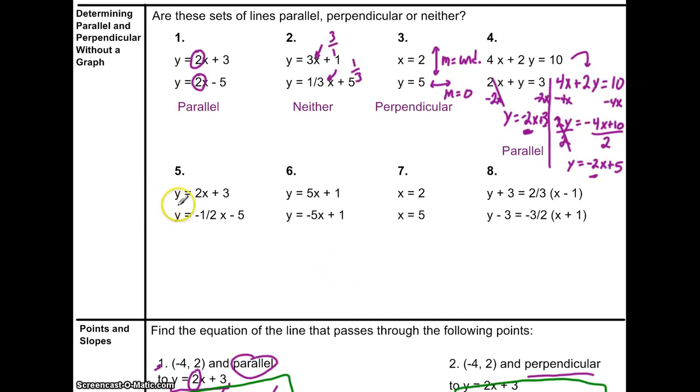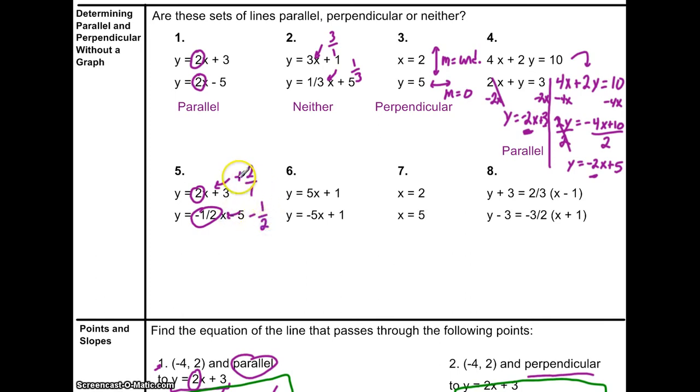Next, let's take a look at 5. We have y equals 2x plus 3 and y equals negative 1/2 x minus 5. Notice the slopes, 2 and negative 1/2. Those are going to be opposite reciprocal slopes. If you can't tell why, take a look at this. The first slope, 2, is really positive 2 over 1. The second slope, again, is negative 1 over 2.